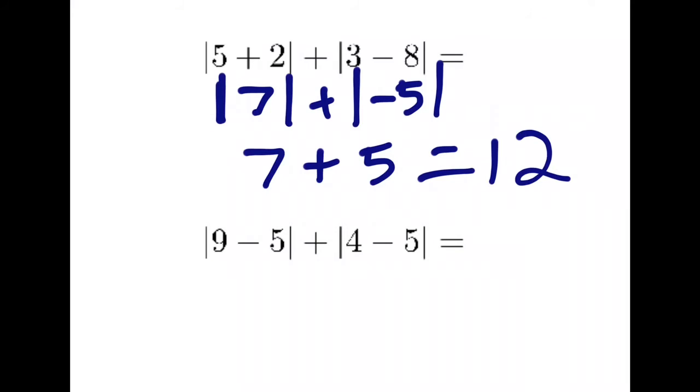Or here's another one. The absolute value of 5 plus 2 is combined first to become the absolute value of 7. The absolute value of 3 minus 8 is combined first to give us the absolute value of negative 5. We resolve those absolute values, or in other words, we make it positive, and then we add them together to get 12.